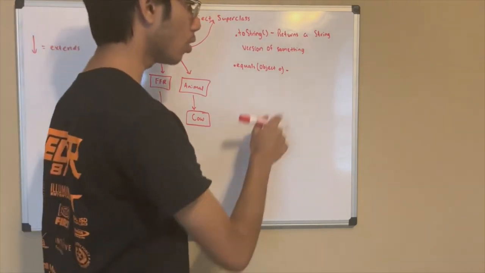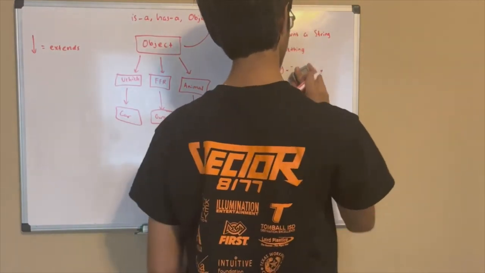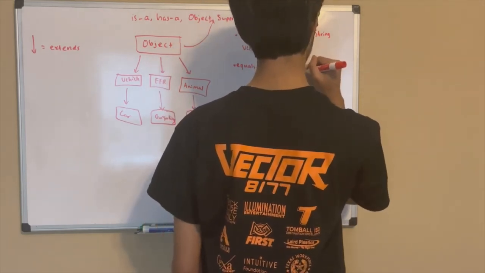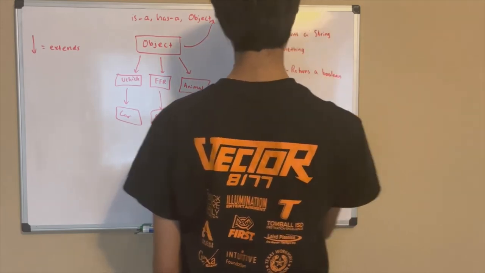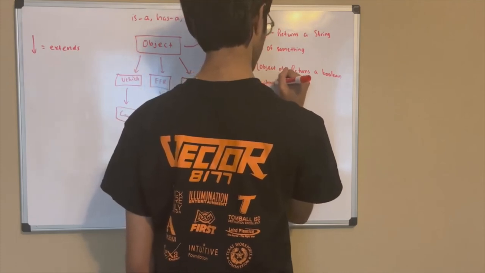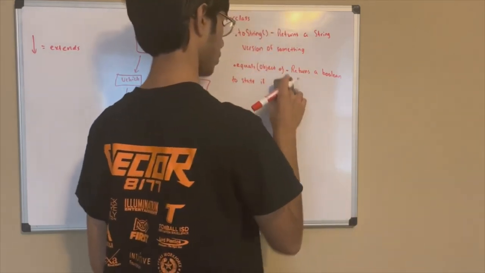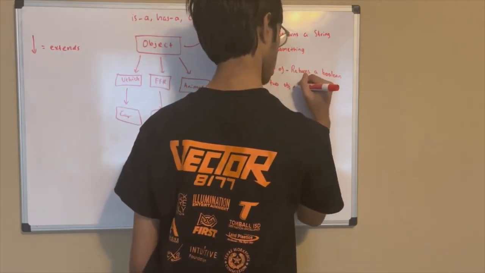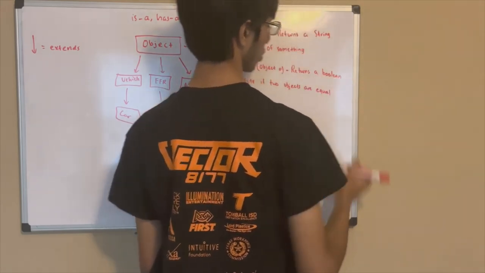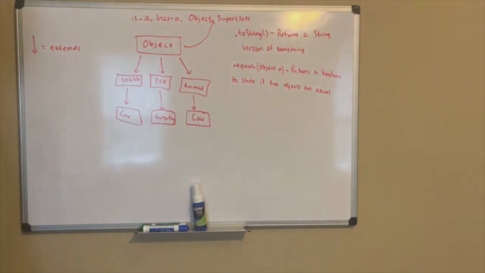But dot equals with object O returns a Boolean to state whether or not two objects are equal. If two objects aren't equal, we return false. If they are equal, the method returns true. That's why, in Unit 2 of APCSA, when you worked with strings and compared them, we had to use dot equals, because strings are objects. Dot equals is used to show the relationship between two objects and state whether they're equal. So that's why we can use dot equals.